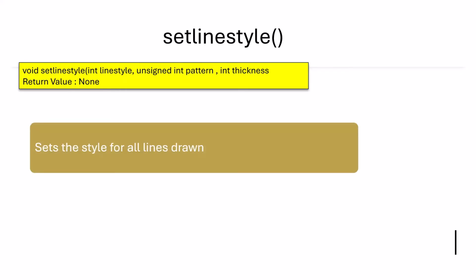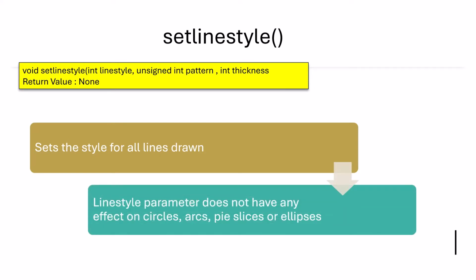So the function sets a style for all lines drawn, but does not affect circles, arcs, pie slices, or ellipses. Incidentally, there are functions for all of these. That is, there is a circle function, an arc function, a pie slice function, and an ellipse function as well, which we will look at in this session.